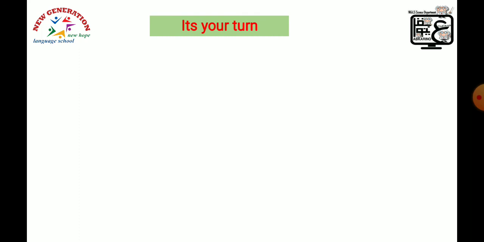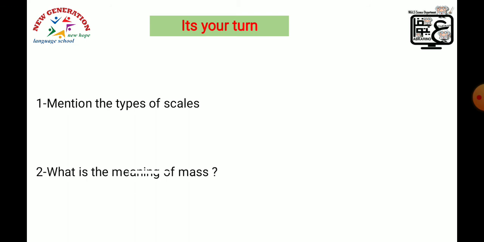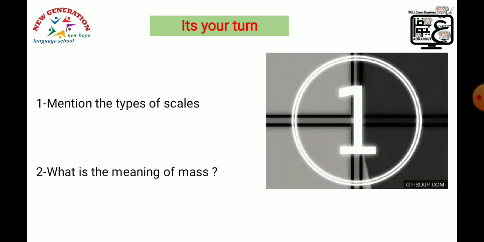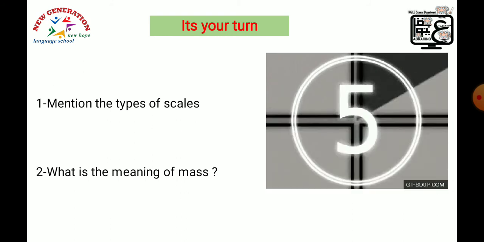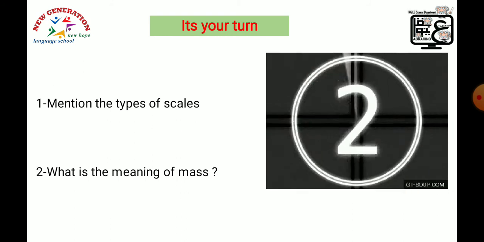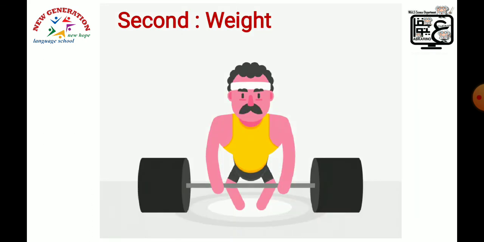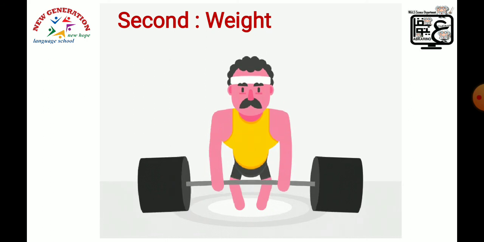And now it's your turn. We have two questions. Number one, mention the types of scales, and number two, what is the meaning of mass? You will have 10 seconds. Okay, go. 4, 3, 2, 1. Super, Ashrakat. Clap your hands for Ashrakat and Mariam. You're amazing.